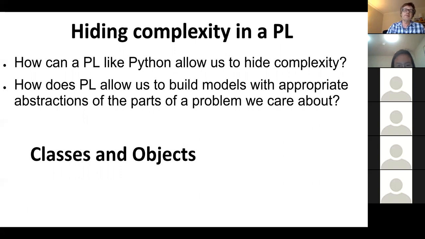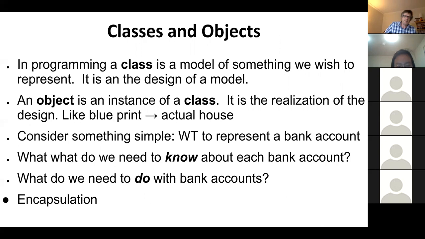And we've already kind of seen these things, right? In programming, a class is a model of something we wish to represent. It is the design of a model. So an object is an instance of a class. So we have a class, which is a model, and an object, which is a thing of that class. It's a realization. Think of it like a class is a blueprint, and an object is like the house that you build from that blueprint, right?